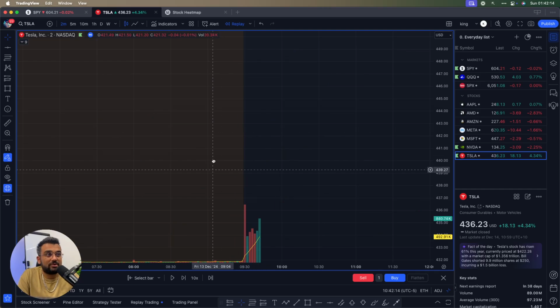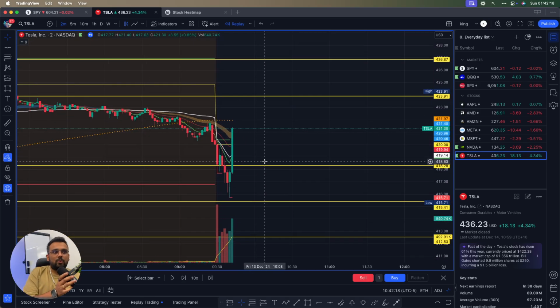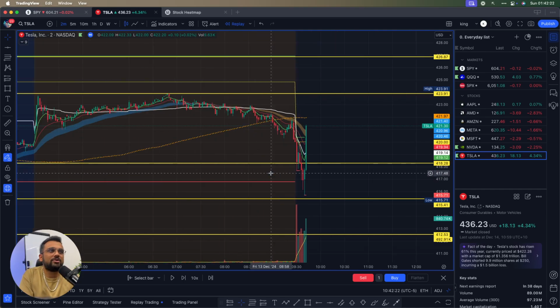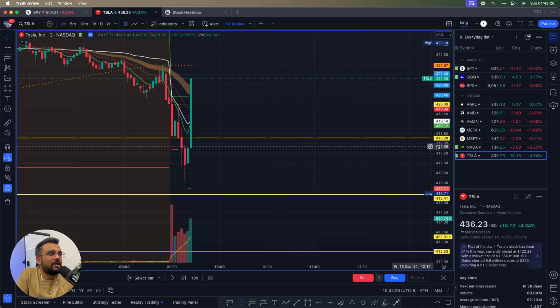All right, let's do this. Now, looking at this Tesla chart, what do you see? Just think about it for a minute. What do you see when you look at this Tesla? Okay, let's go candle by candle, shall we?